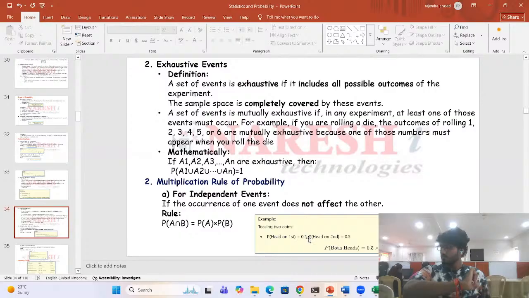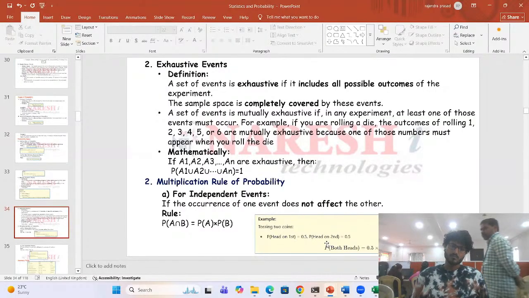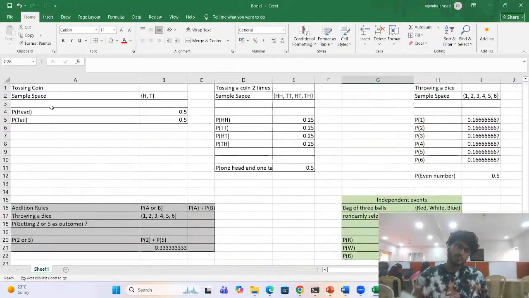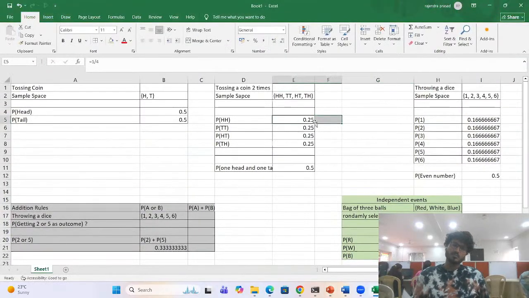So independent, or even you say exclusive. Okay. So how do you calculate the probability of the first one hit and the second one hit? The probability of both hits is equal to 0.5 into 0.5. That is nothing but 0.25. Even you see here, what is the probability of getting two hits? 0.25. 0.5 matching or not?